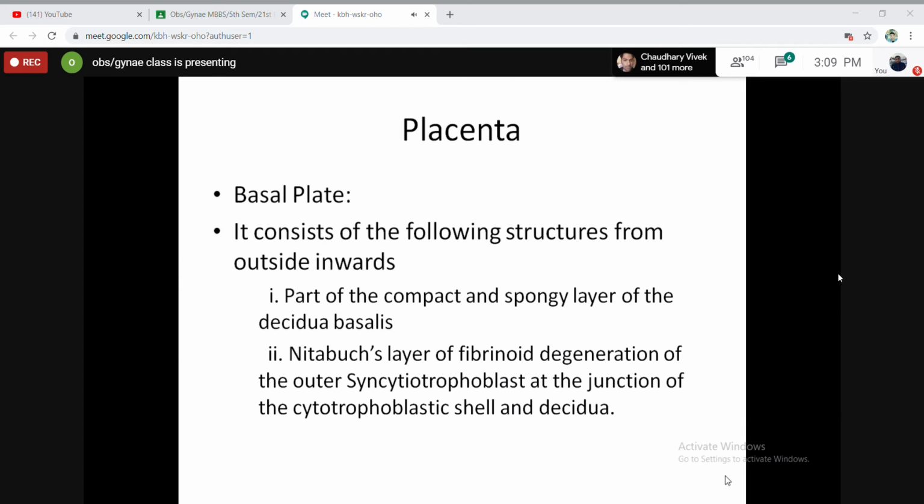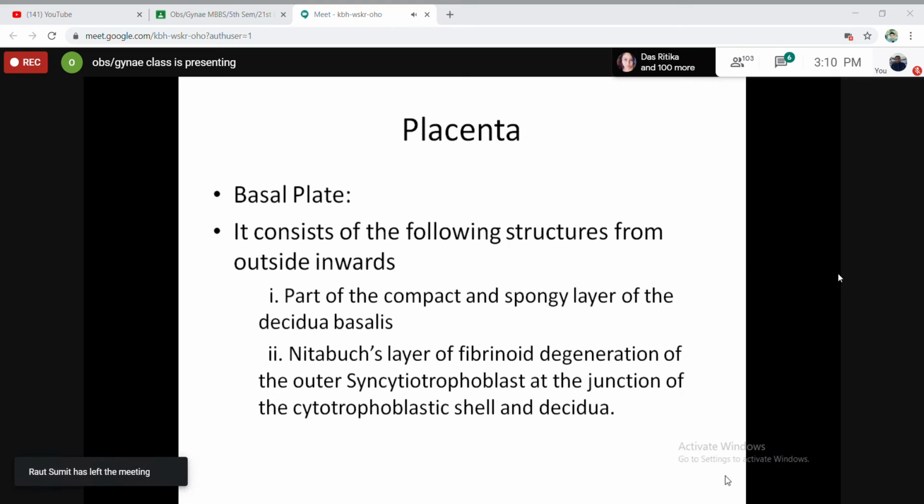So basically, in the outermost part, there is the compact and spongy layer of the decidua basalis, and just inside that, there is the Nitabuch layer, which is a layer of fibrinoid degeneration of the outer syncytiotrophoblast at the junction of the cytotrophoblastic cells and the decidua.